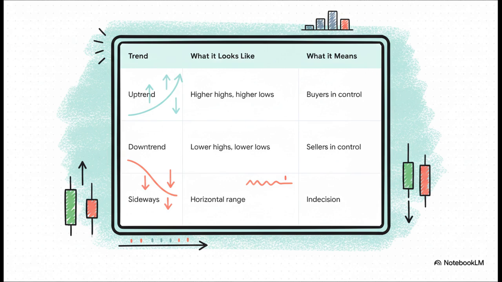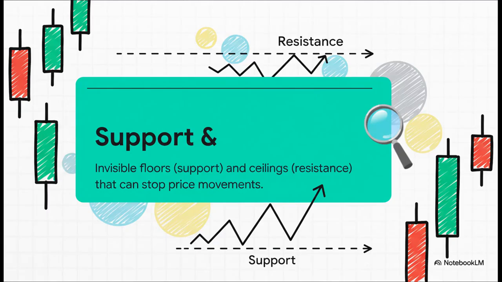Your first job when you look at any chart is to figure out which of these 3 plots is currently unfolding. Now, within these trends, you'll start to notice key areas called support and resistance. The easiest way to think about them is as invisible floors and ceilings for the price. Support is a price floor where buyers seem to always show up and stop the price from falling further. Resistance is a price ceiling where sellers tend to take control and push the price back down. Spotting these is absolutely key.